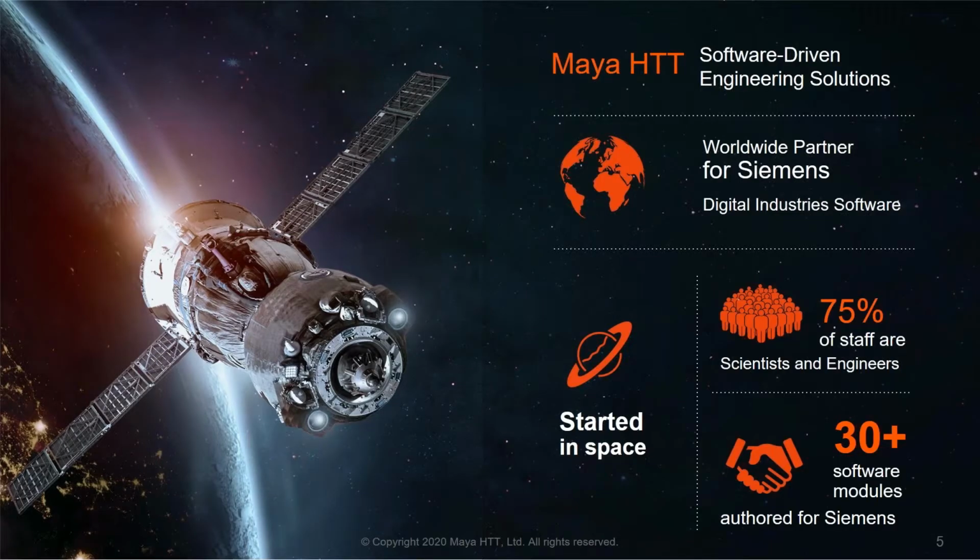So first, who are we? Well, Maya HTT is a worldwide Siemens partner. We are passionate engineers that originally started in the space industry that are now recognized worldwide for our multiphysics simulation in almost every industry. Over the years, we developed over 30 software modules for Siemens, and we now have more than 1 million users all around the world. We help our clients put satellites in space, design zero-emission vehicles, perform predictive engineering, and even find better ways of doing engineering. So from satellites to even wind turbine simulations, we do it all.